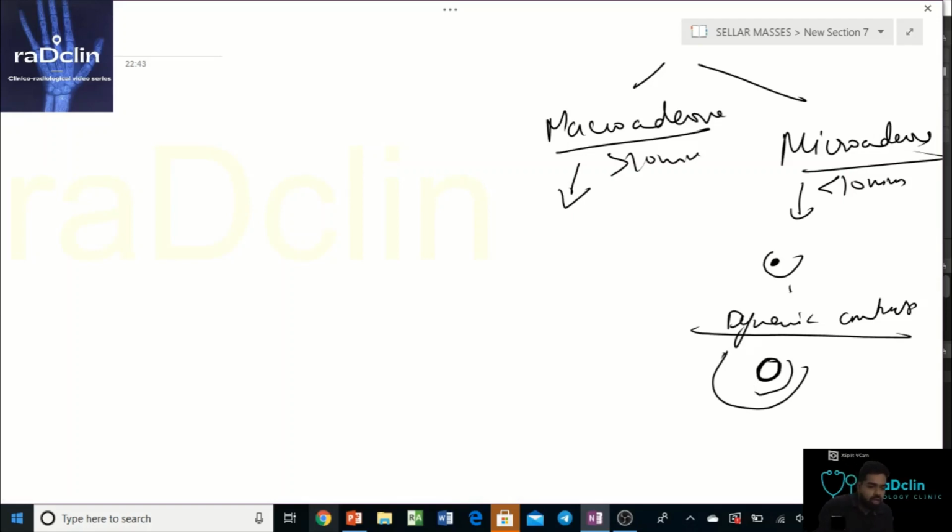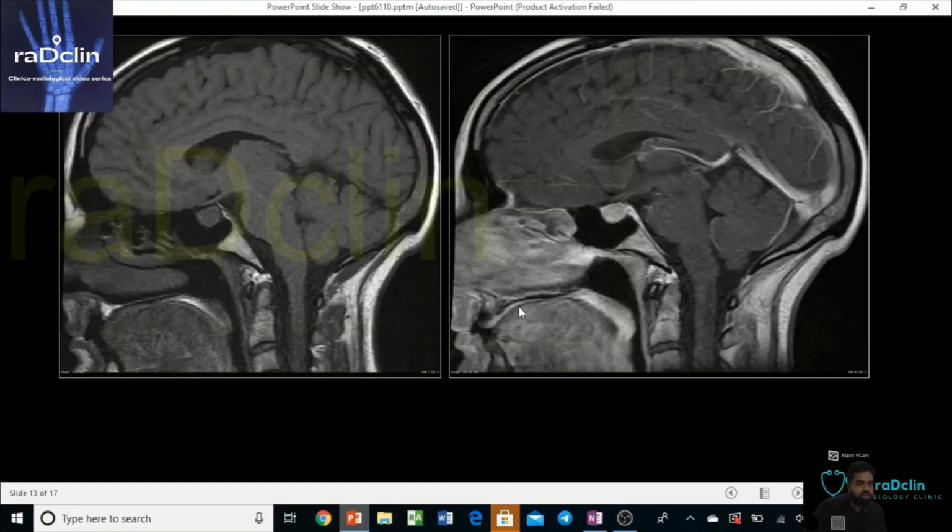Now, if we see this case, this patient basically presented with complaints of galactorrhea. This was a female. Now you can see that this is a T1 scan. Here this lesion is involving the sella and you cannot see the T1 bright spot over here. The gland cannot be seen separately. Basically, the lesion is arising from the glandular tissue.